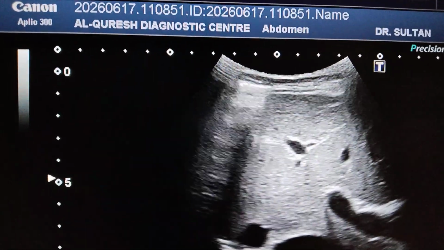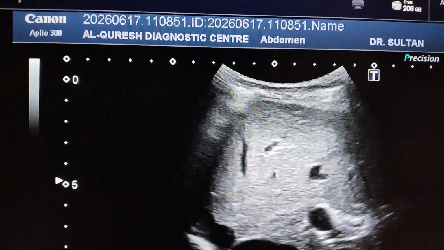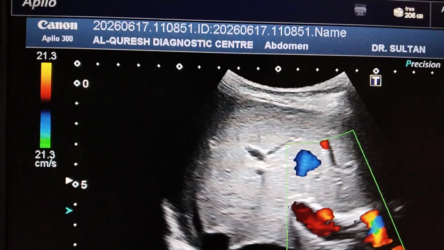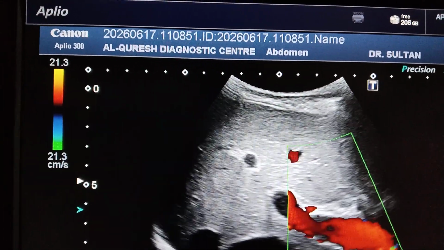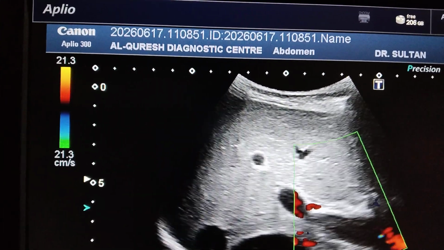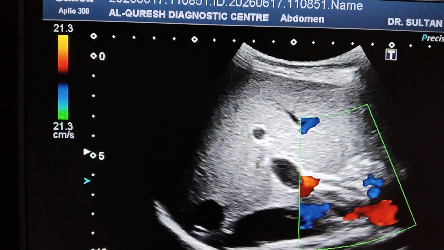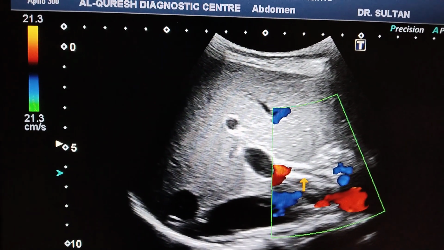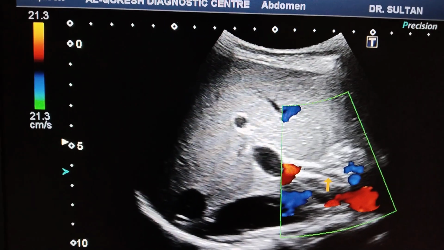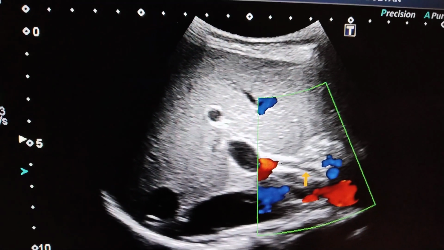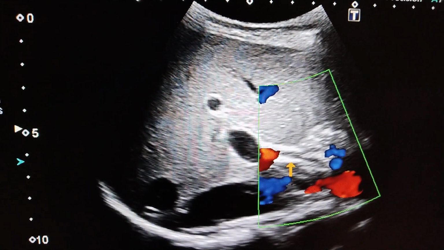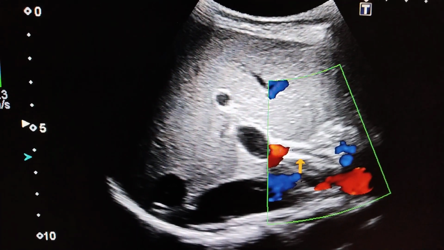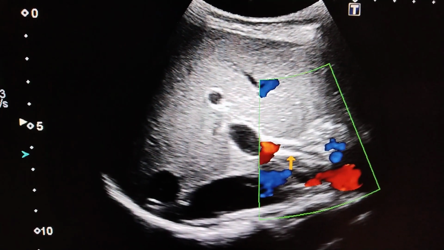So look at the portal vein is showing the color, and look here, this black structure is not showing the color, so it is a common bile duct. It is located anterior to the portal vein. So we can differentiate it from the hepatic artery and portal vein while putting the color.